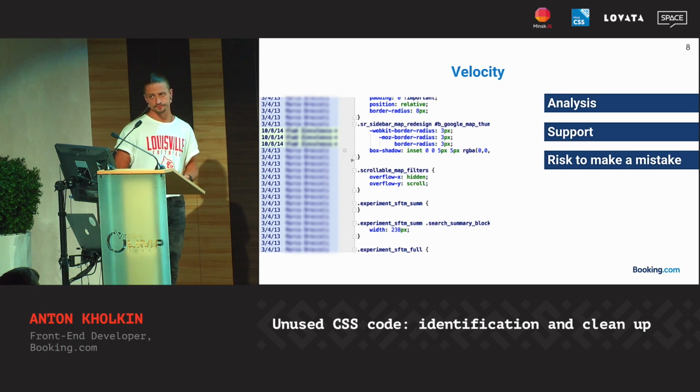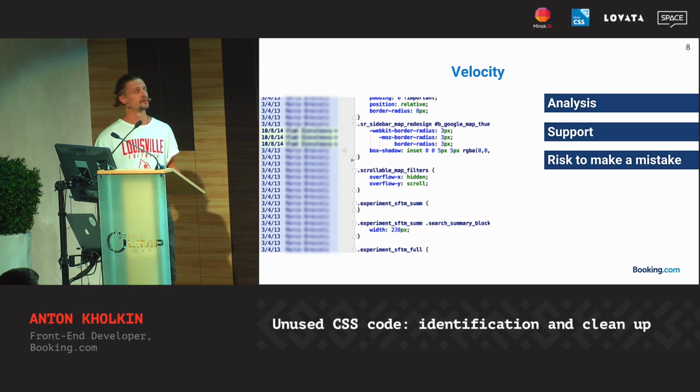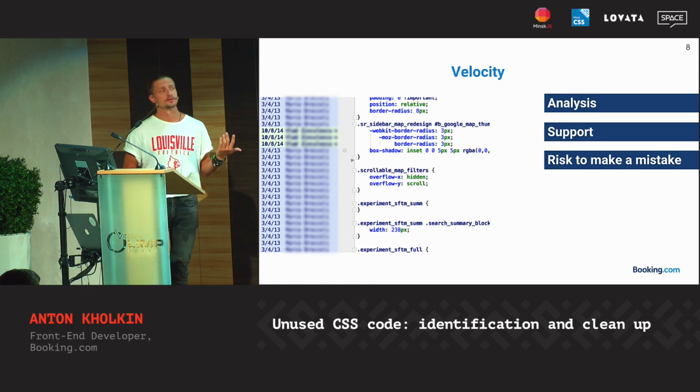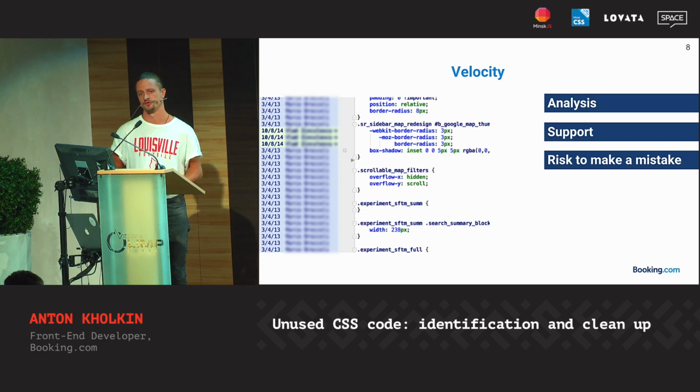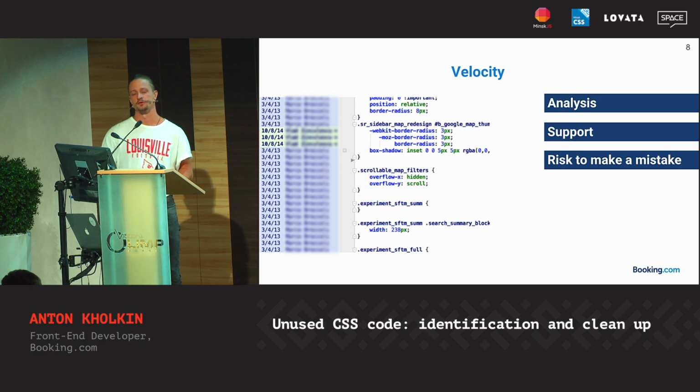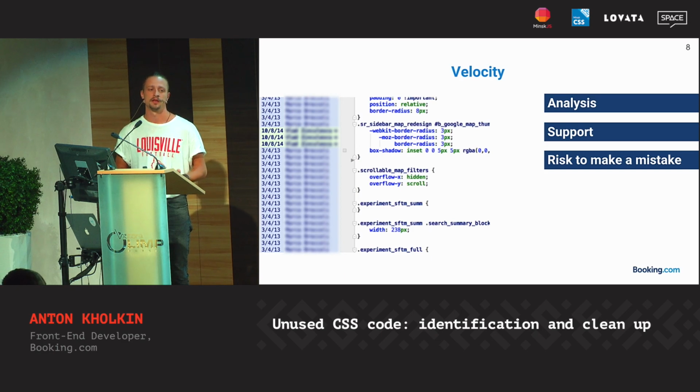The same goes for support. If you're not sure whether this code is used or not, you need to consider it as used, and you need to support it. And it also impacts the velocity, not in a good way. And there is the risk of making a mistake; there is always a possibility, let's say, to deploy unused code by mistake, which wouldn't do any good for the website. And in general, I really believe that developer work is really interesting, but not the easiest. So why make it even harder by supporting unused code, right?